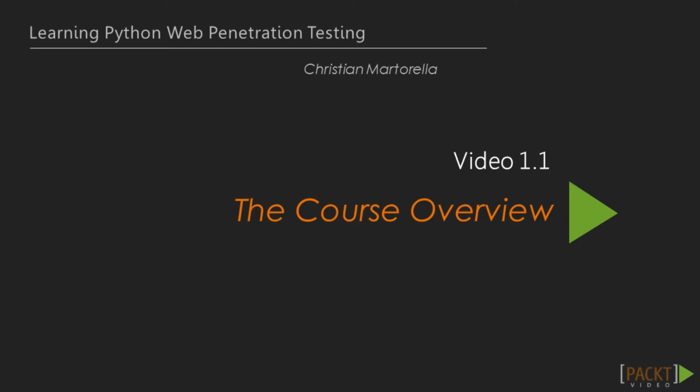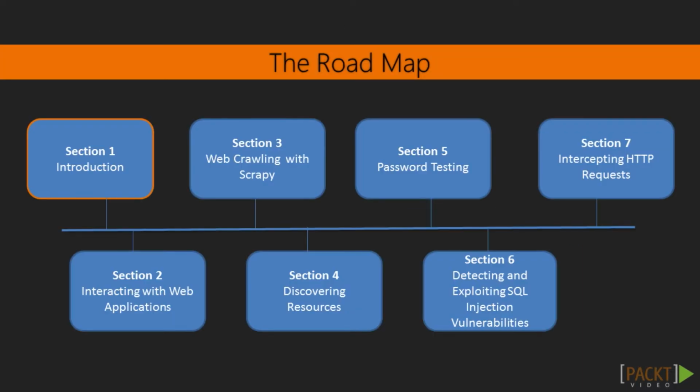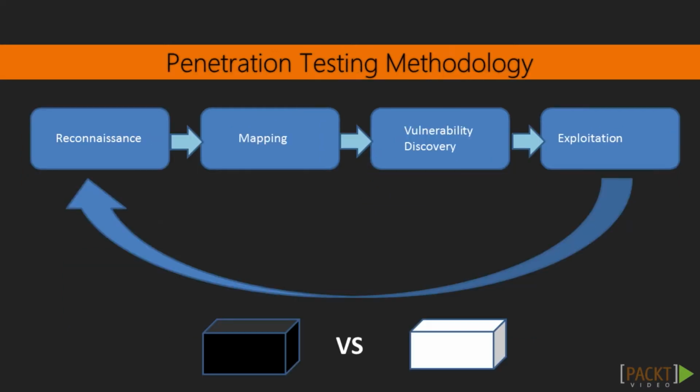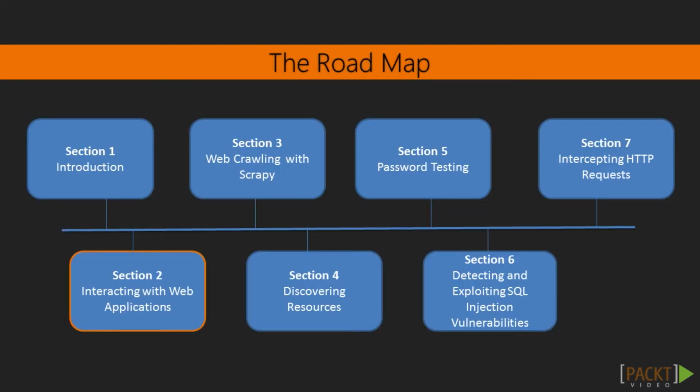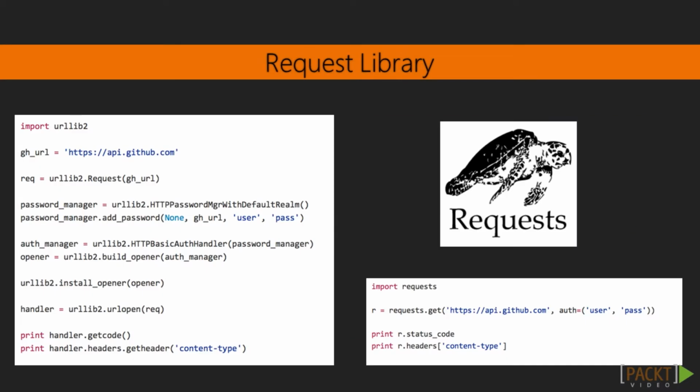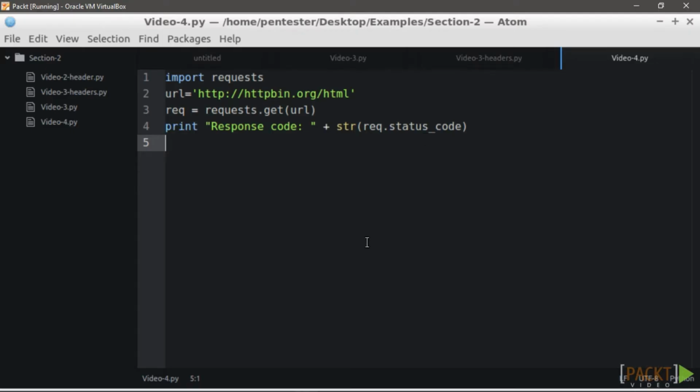Before starting to write our own tools, we need to first understand what is the penetration testing methodology and the different phases that need to be performed, which will be our focus in the first section. Also, in this section, we will introduce the testing environment created for this training, based on a virtual machine and a vulnerable web application. Then, we're going to review the HTTP protocol and the basics of HTTP requests and responses in section 2. Here, we're going to learn to communicate with web applications using Python and the requests library, which will be the core foundation of our tools.